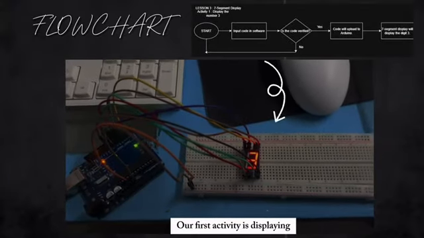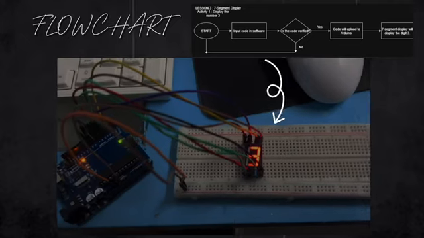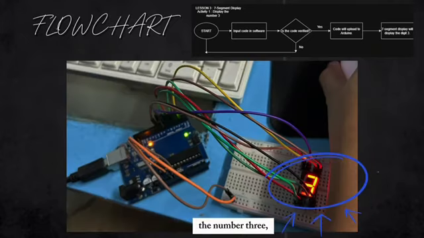Our first activity is displaying a single digit. In the first activity, we chose to display the number 3. If we light up the right combination of segments, we can show the number 3. This shows us how we can use the display to represent numbers clearly.